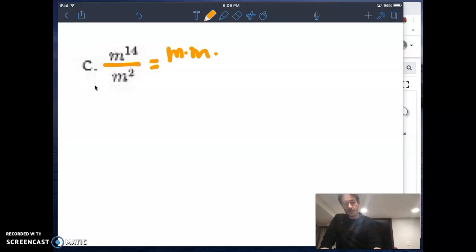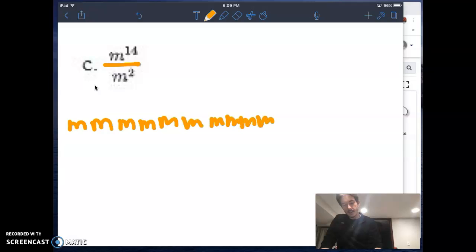1, 2, 3, 4, 5. Oh, it's not going to let me write any further there. Hang on, I've got to start this over. Let's try one more time. Try down here. 1, 2, 3, 4, 5, 6, 7, 8, 9, 10, 11, 12, 13, 14. Holy cow, a lot of m's.